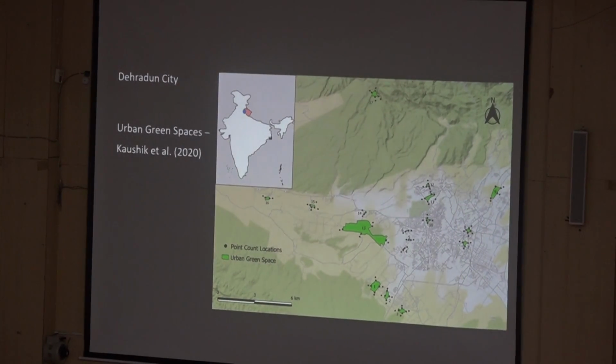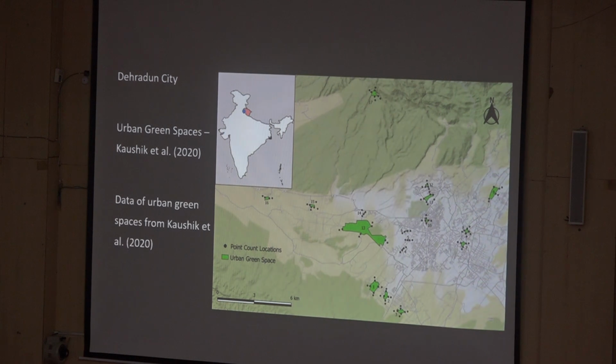So my study site was Dehradun city. I followed a previous study done in this similar landscape, which focused on the urban green spaces. This was done by Kaushik et al., 2020. In the map, the large green spaces which you can see are the urban green spaces, and the black dots around them represent my sampling points. The data of the urban green spaces was taken from the Kaushik et al. study.